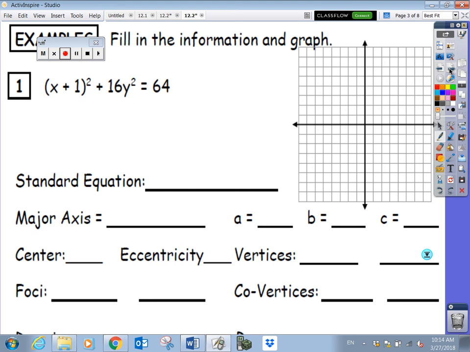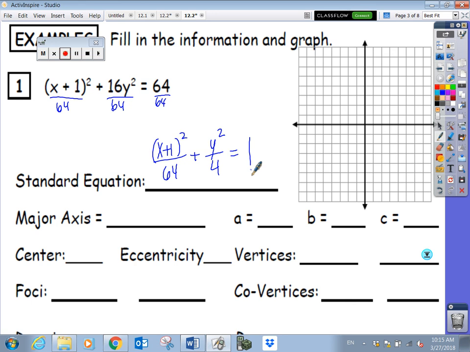So first, we have to look at that. We know this is an ellipse, so we know it should equal 1. But if we didn't know this was an ellipse, we'd have to figure it out. We look at the A value and the C value. We have 1 and 16. They're both positive, so that means it's an ellipse. Ellipses must equal 1. So we have to divide everything by 64 in order to get it into standard form. So our standard form is (x plus 1) squared over 64 plus y squared over 4 equals 1.